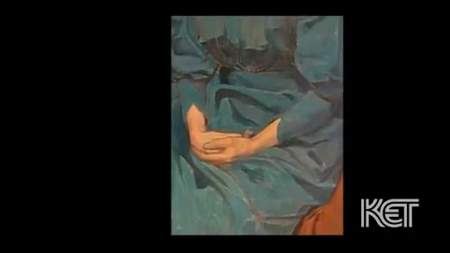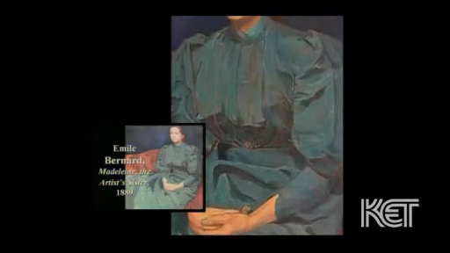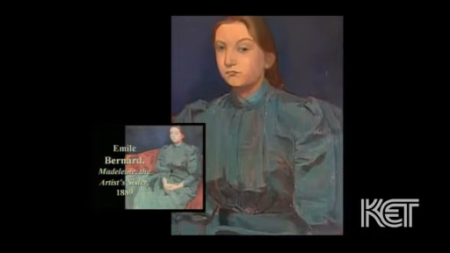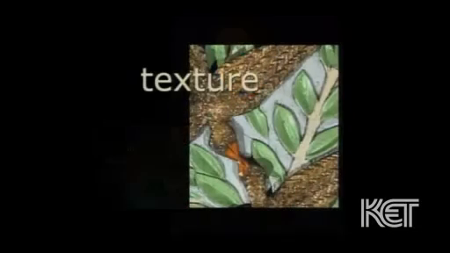The folds of this dress in the portrait of Madeleine by Emile Bernard tell the viewer this is a fine and expensive fabric, something you'd like to be wearing. Texture is sometimes just about texture.